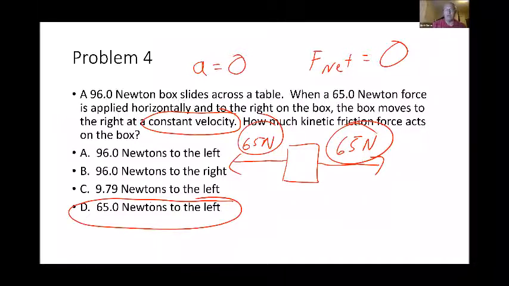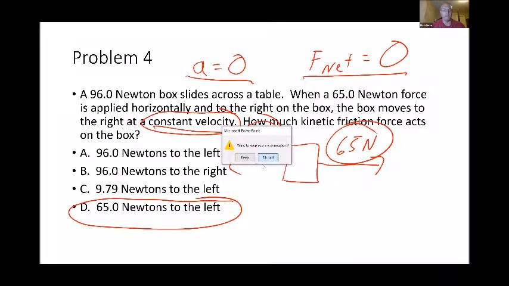And again, you know that because the box is moving at a constant velocity, which means there's no acceleration and therefore no net force. Does that make sense? Anybody have questions on problem 4? All right, well, back to Pear Deck then.